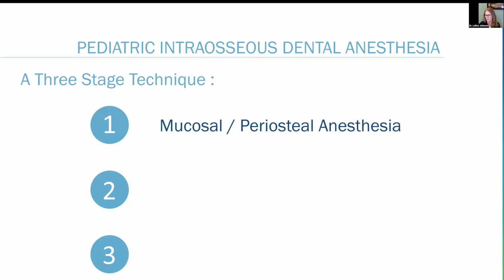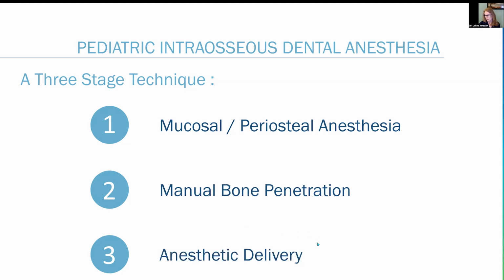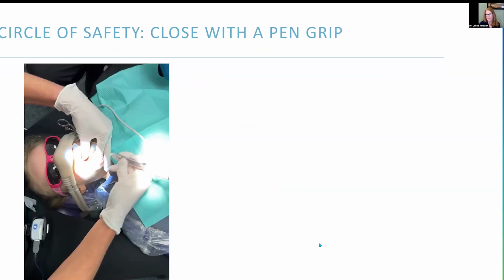So the 3 stages: blanching the mucosa, doing the periosteal anesthesia, penetrating the bone, and delivering the anesthetic in the trabeculated bone. The circle of safety, I like to teach everyone, we want to keep a firm grip on our little friends. We don't want them to move. Make sure they're secure. You have a pen grip on the device, but you have a circle of safety so that your friend doesn't move and cause a hub separation. Also, I recommend using a pillow anytime you're doing anything in a child's mouth for safety, especially injections, and hand pieces, to make sure we don't have any inadvertent pulp exposures they bite onto or hub separations.